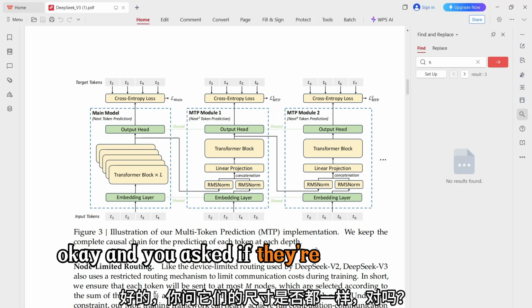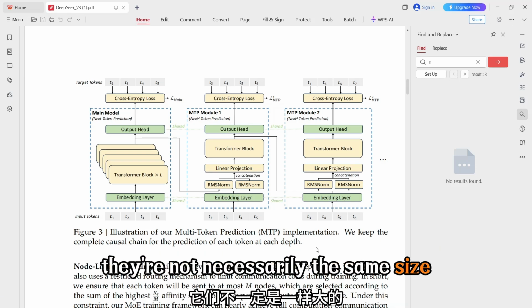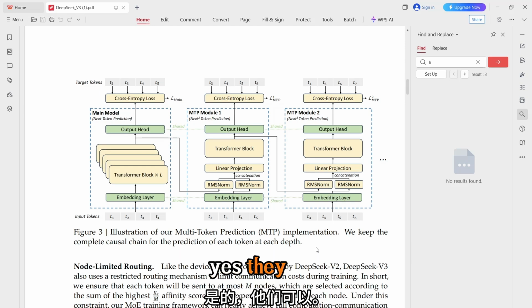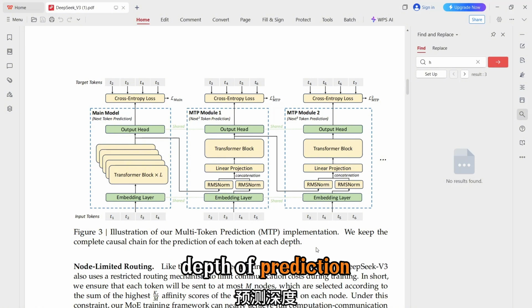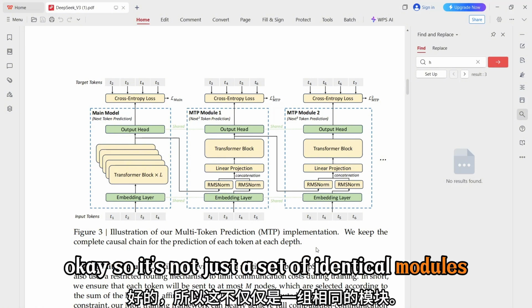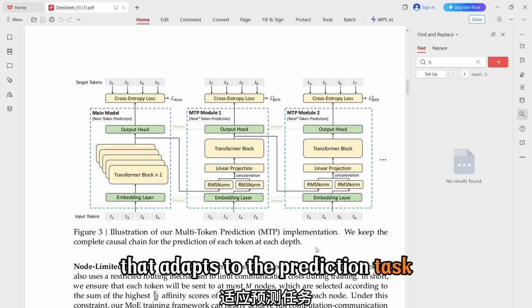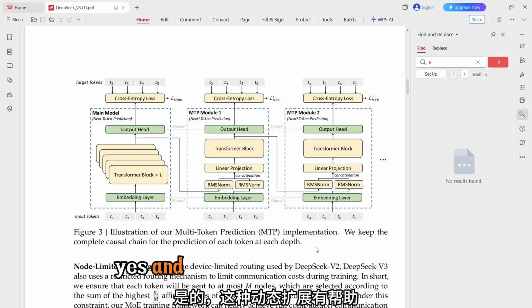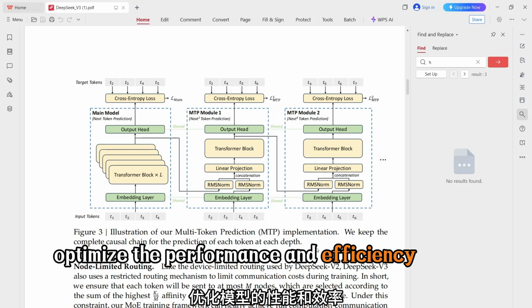Okay, and you asked if they're all the same size, right? Yes, and the answer is that they're not necessarily the same size. So the transformer blocks within the MTP modules can vary. Yes, they can, to adjust to the varying needs of each depth of prediction. Okay, so it's not just a set of identical modules. Exactly. It's a more flexible system that adapts to the prediction task. So it's like a custom tool for each stage of the prediction process. Yes, and this dynamic scaling helps optimize the performance and efficiency of the model.